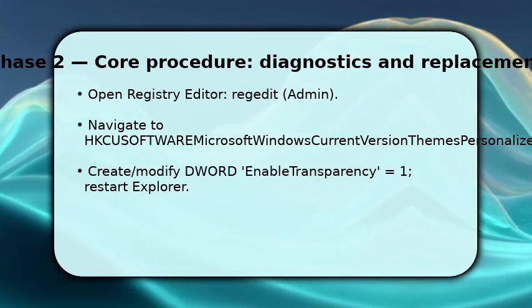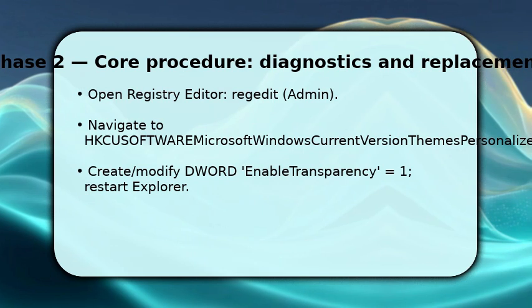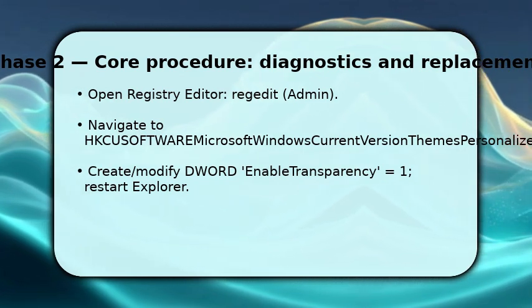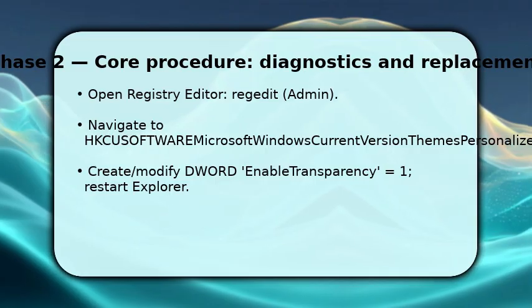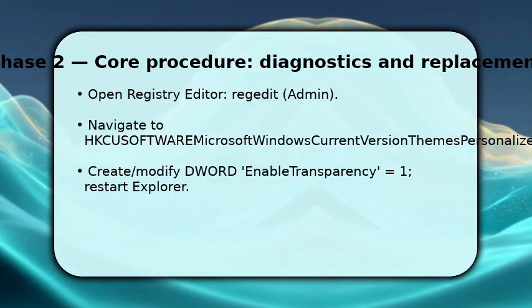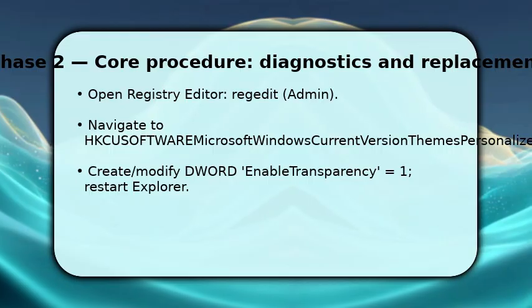Once updated, close Registry Editor and then restart Windows Explorer from Task Manager. Finish by confirming the look and resolving common issues. After restarting Explorer, inspect the taskbar to see the translucency.